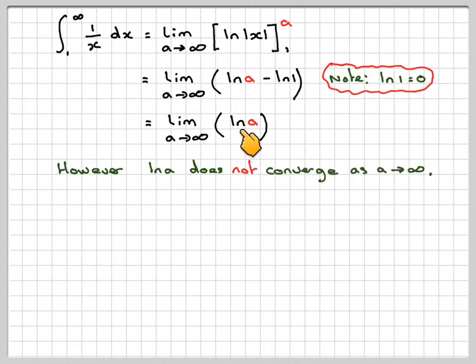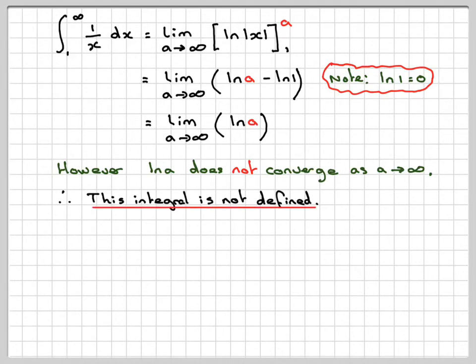Because as a goes to infinity, ln of a will also go to infinity, very slowly. If you remember the graph of log, it looks something like that. It doesn't actually converge. So therefore, this area can't actually be determined. So the integral is not defined, is the answer. So we can't actually determine the area.